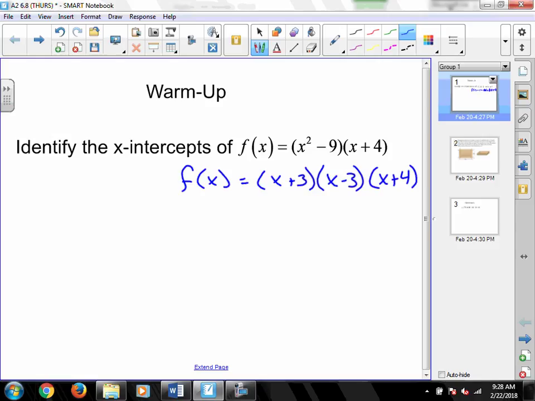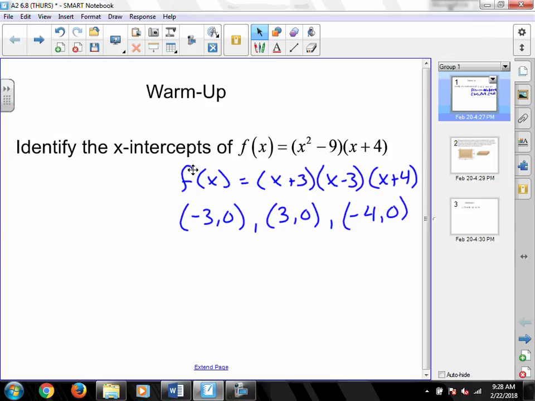Then, your x-intercepts are going to occur where? Good. So you're going to get negative 3, 0, 3, 0, and negative 4, 0. Now, if you recognize that, that could help. What did you guys do?